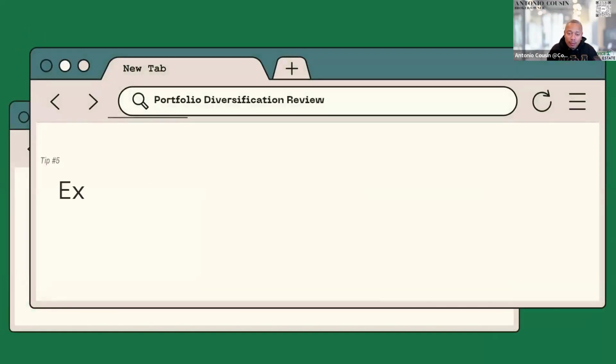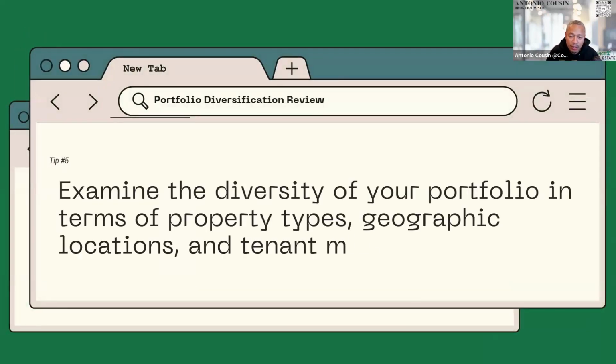Number 5, portfolio diversification. We talked about diversification earlier. It can help mitigate risk and stabilize income, especially in changing market conditions. So some things you might want to ask yourself: do I have too many properties in one area? Am I too reliant on private pay? Maybe I should consider adding Section 8 revenue to my income stream. I have a few Section 8 tenants, and that's okay.